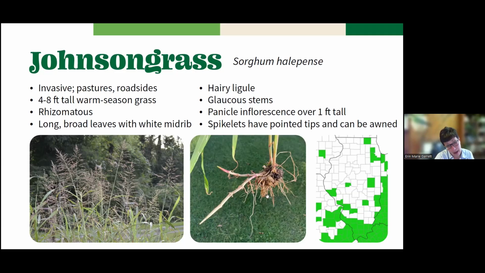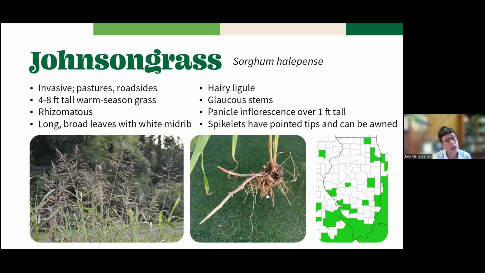This plant is going to have long, broad leaves with a white midrib. The leaves can be over 2 feet long. And another thing we'll look at is that they just typically don't stay green. They look pretty sickly, pretty quickly. So we'll look at what that looks like. We're going to find a dense, hairy, velvety ligule. We're going to find something called glaucous stems. We'll look at that in a second.